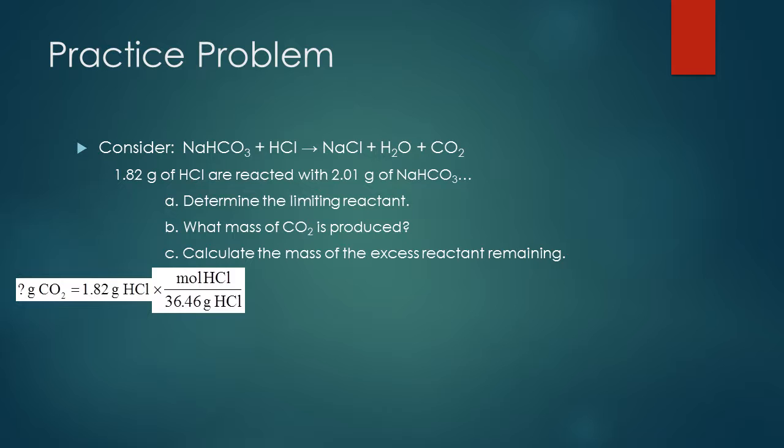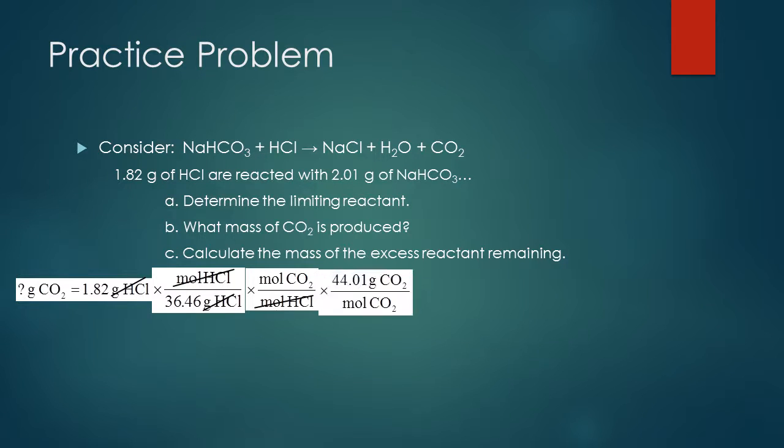So I want to use a gram-mole-mole-gram calculation, converting from our mass of HCl into a mass of CO2. So just clicking through each step here, using the molar mass of HCl, that gets us to moles. Notice we have a 1-to-1 mole ratio here, HCl to CO2. And then the molar mass of CO2 is 44.01 grams. So that gives us 2.20 grams of CO2.